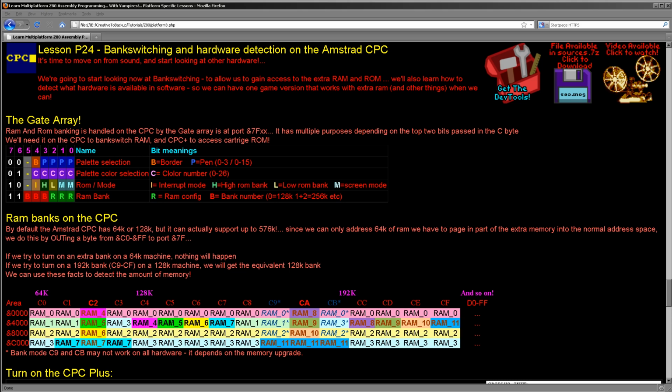Over the last few weeks we've been looking at various systems and how to make sounds on those systems, but now it's time to move on. So we're going to go on to looking at how to access the RAM, the ROM, and various other resources that some of our computers may have.